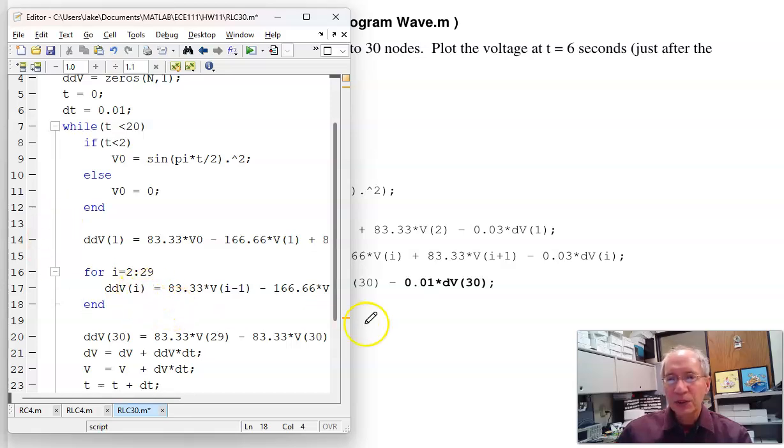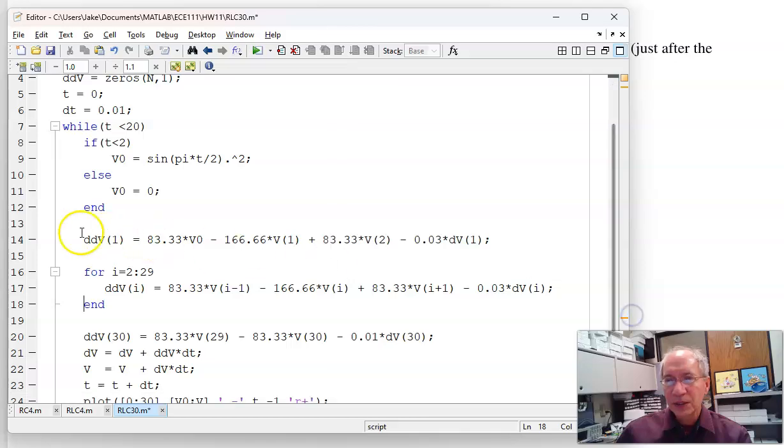I have node 2 as a function of nodes 1, 2, and 3. Node 3 is a function of 2, 3, and 4. Same pattern over and over again. That lets me put this in a for loop. And I'm going to use indices rather than V0, V1, V2. V of 3 means the voltage at 3.